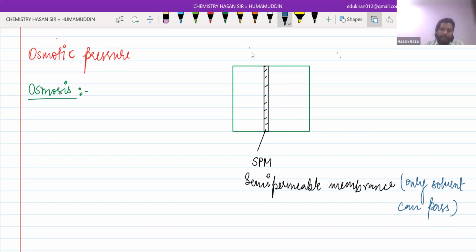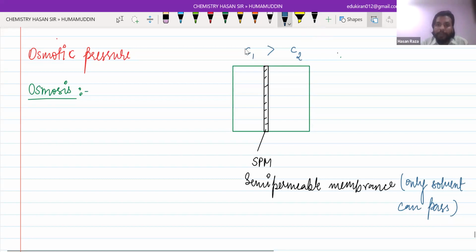So if there is concentration C1 and concentration C2, and C1 is greater than C2, let me tell you, there are two containers. In container A, there is concentrated acid, and in container B, there is dilute acid. You know that in concentrated acid, the solute particles, the acid particles, are more, and in dilute acid you have more solvent particles.